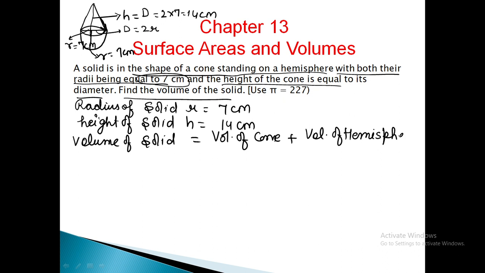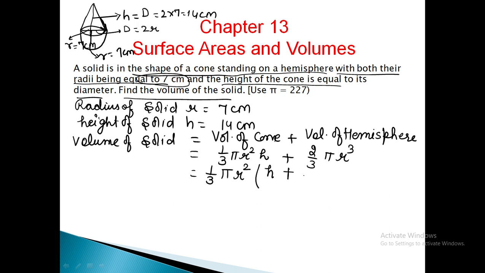Hemisphere means half of a sphere, and the volume of a cone is 1/3 pi r raised to power 2 h, and the volume of a sphere is 4/3 pi r raised to power 3, but for a hemisphere, half of it, it means 2/3 pi r raised to power 3. Now first of all, take the common values before putting the actual values of r or h. 1/3 pi r raised to power 2 will be taken as a common factor. h will be written in the bracket plus 2r.